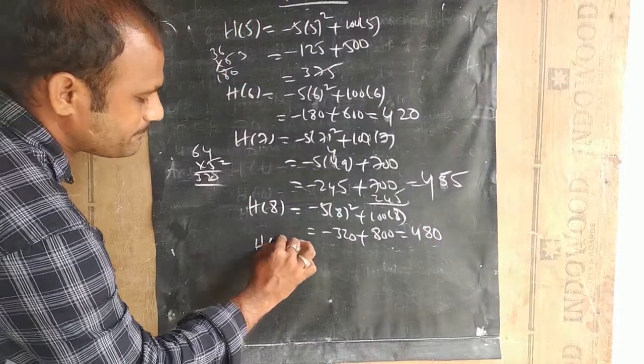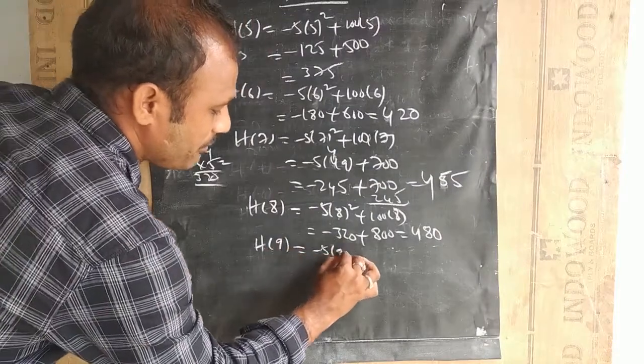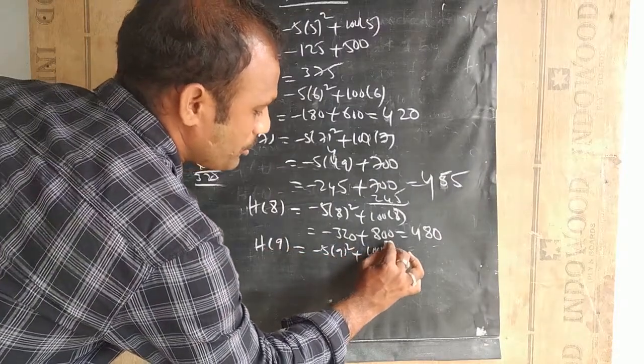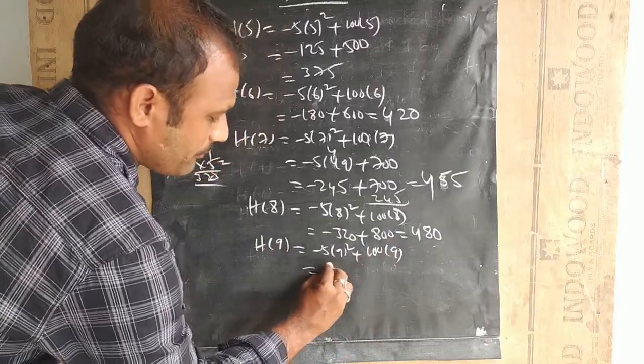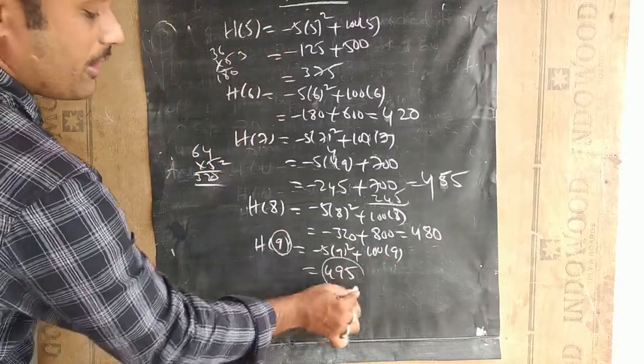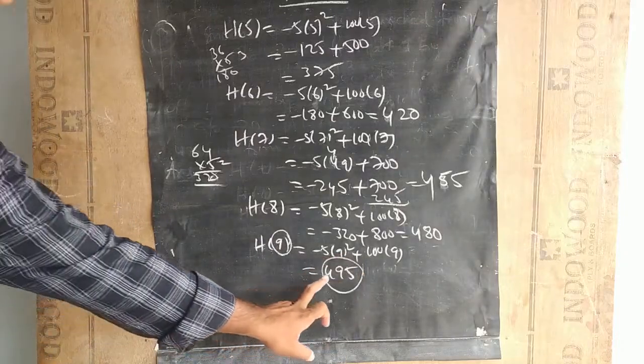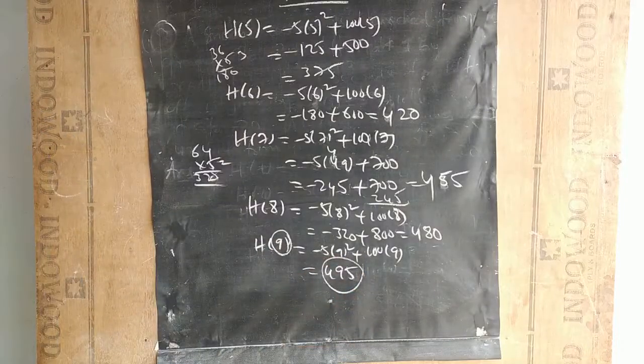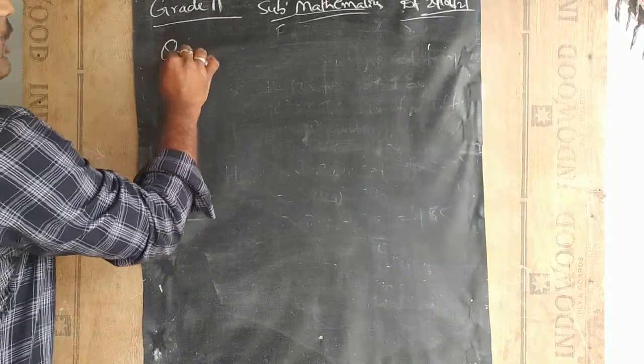h of 9, minus 5 into 9 square plus 100 into 9. So if you simplify this, we will get 495. So after 9 seconds, the kite is going to touch a height of 495 feet. Next topic, students, we will see quadratic functions.